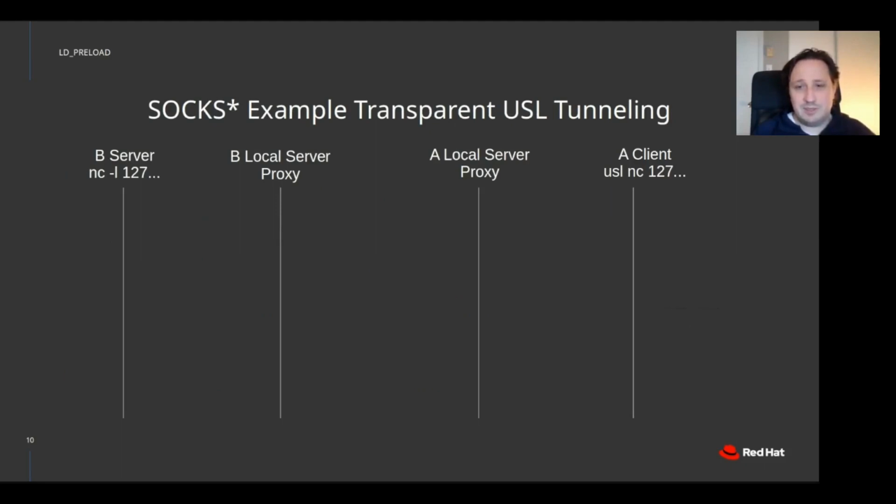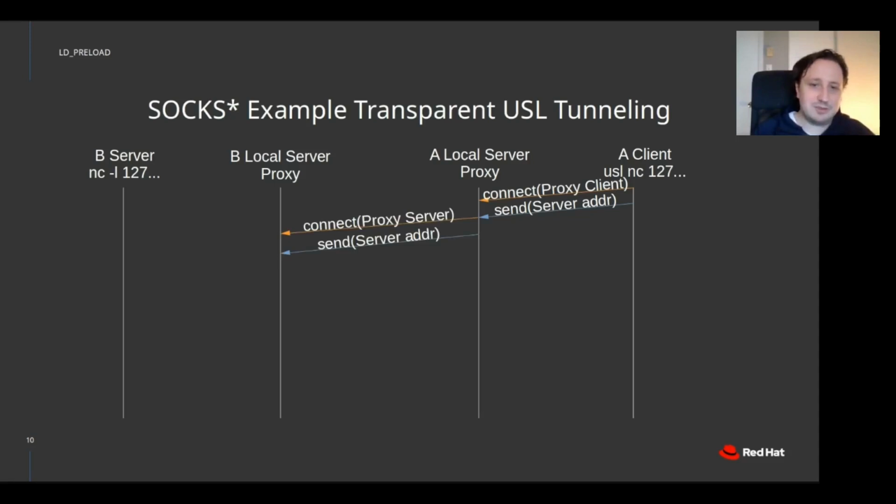We have a client with a USL in front. It calls Netcat, then it connects not to the final destination, it connects to a local proxy, which sends the real destination address to it, and then it also connects to a proxy on the server side, also sending the real destination to the proxy, and then the proxy on the server side connects to the real server.